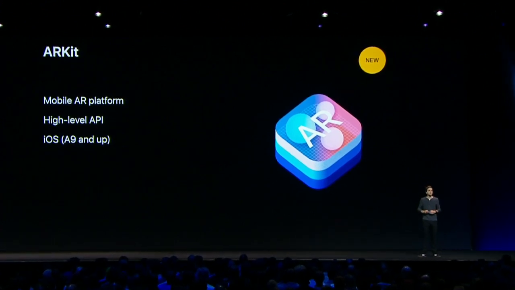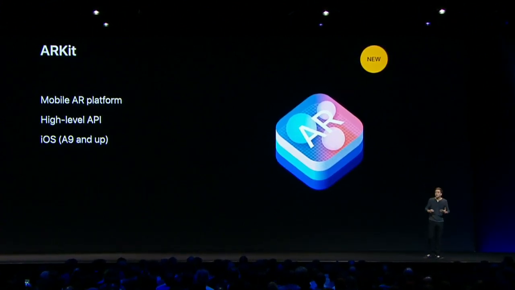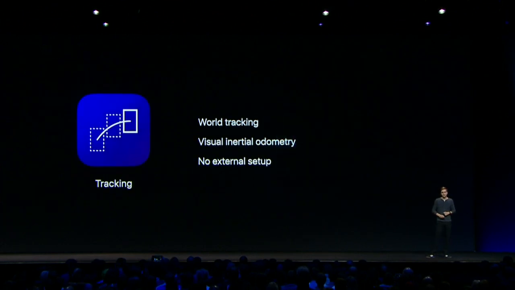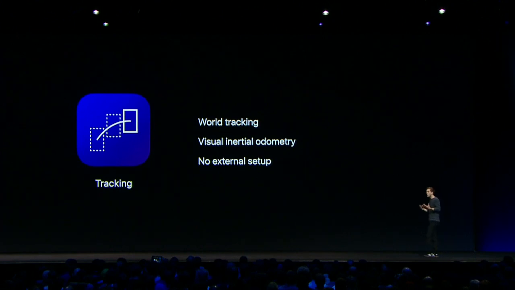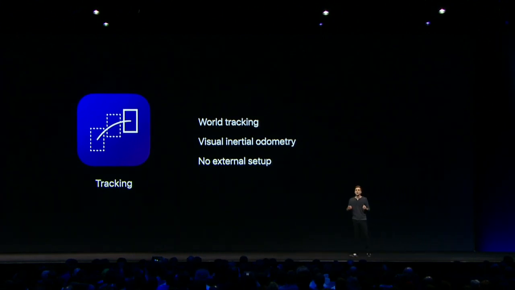So what does ARKit provide? ARKit can be broken up into 3 distinct layers, the first of which is tracking. Tracking is the core functionality of ARKit. It is the ability to track your device in real time. With world tracking, we provide you the ability to get your device's relative position in the physical environment.